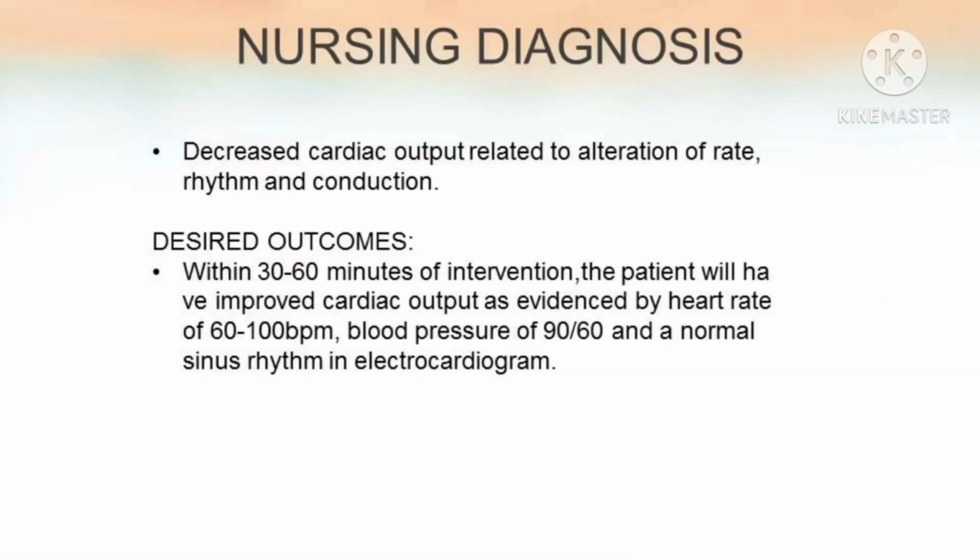Nursing diagnosis. Decreased cardiac output related to alteration of rate, rhythm, and conduction. Desired outcomes. Within 30 to 60 minutes of intervention, the patient will have improved cardiac output as evidenced by heart rate of 60 to 100 beats per minute, blood pressure of 90/60, and normal sinus rhythm on electrocardiogram.